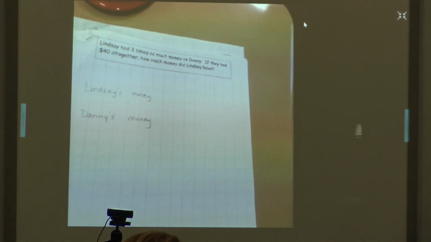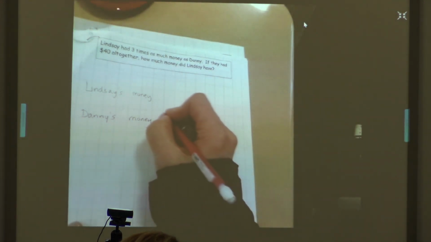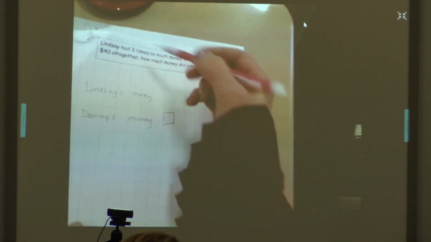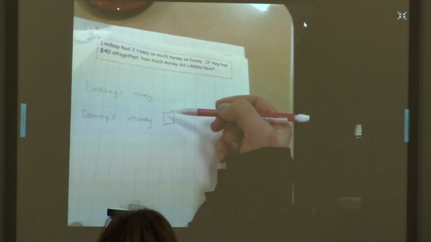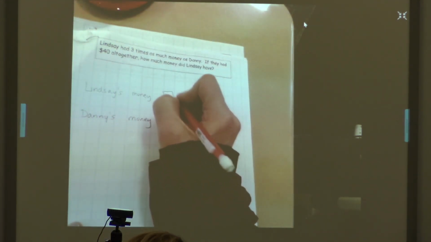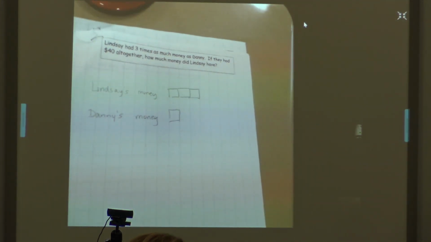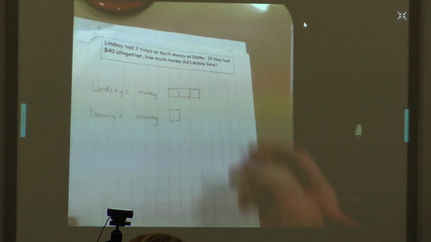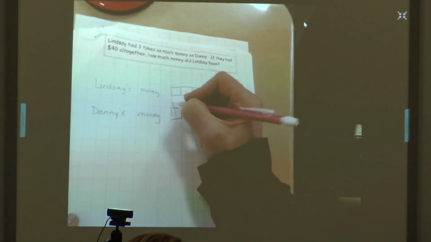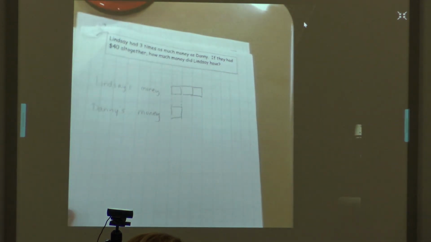Now, what's interesting here, Lindsay has 3 times as much as Danny. So Danny is going to start off with 1 unit, as opposed to Lindsay, who should have 3 times as much, so she needs to have 3 units. If you wanted to talk more advanced, you could also talk about ratios. That's a 3-to-1 ratio. And what we're saying here also is that one of Lindsay's units equals one of Danny's.